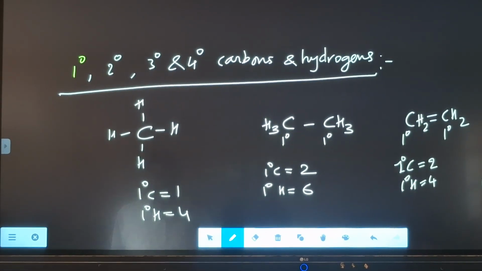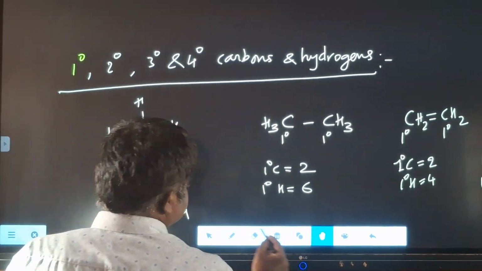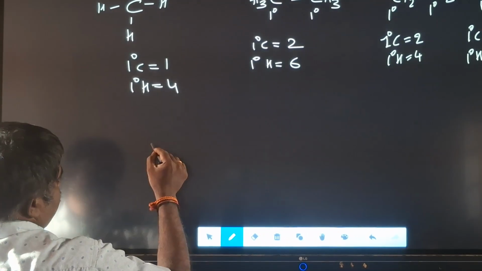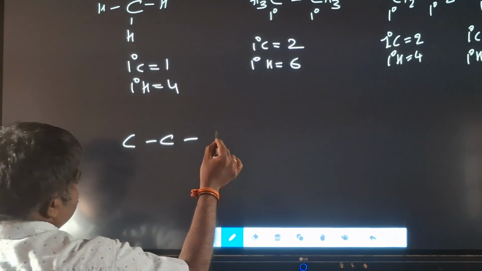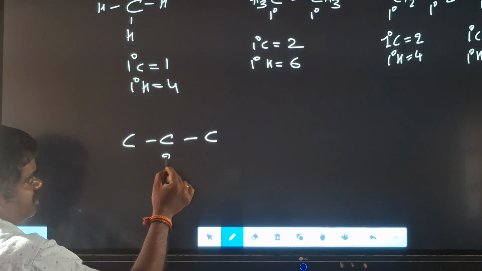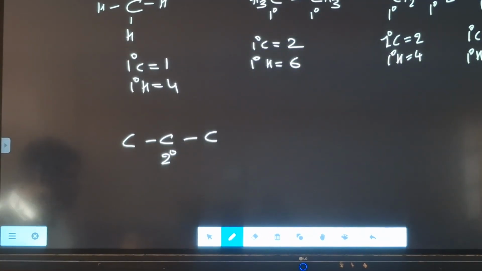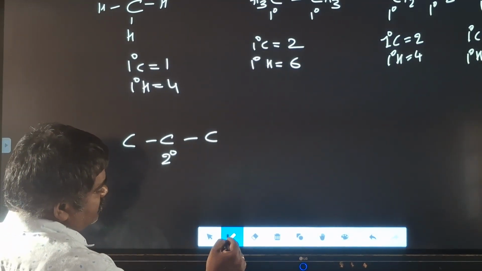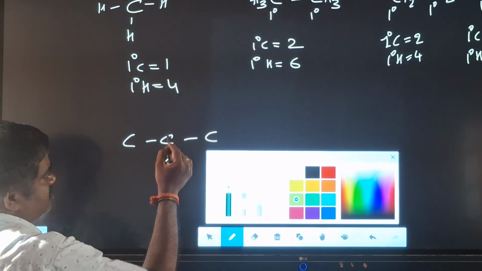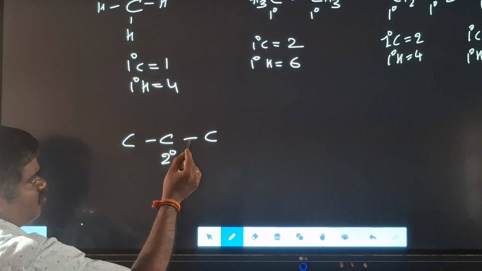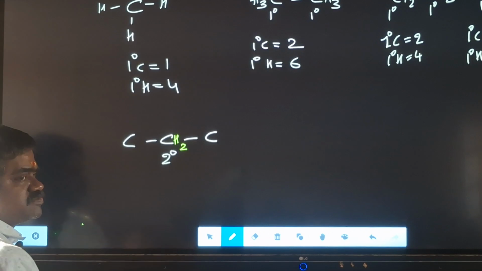About secondary carbons, listen. Secondary carbon means if a carbon is attached with 2 carbons, it is known as secondary. See, the middle carbon is known as secondary carbon because it is directly attached with 2 carbons. The hydrogens attached to secondary carbon are called secondary hydrogens. Here carbon valency 4, 2 bonds are there, remaining 2 hydrogens.